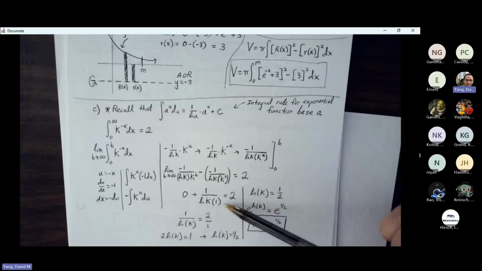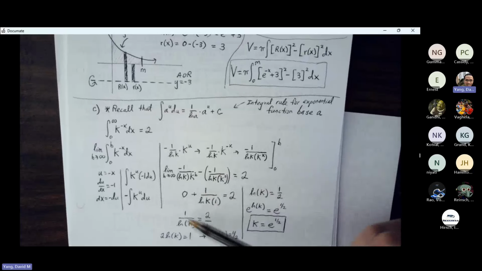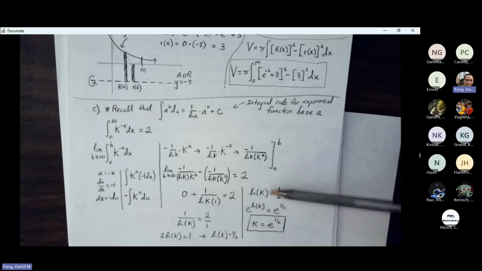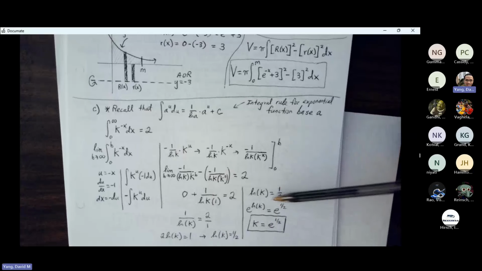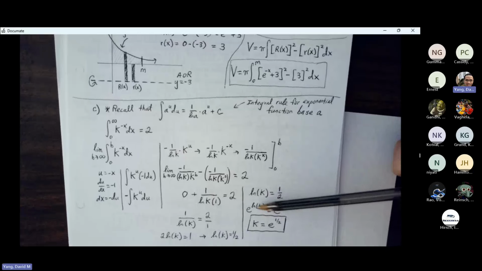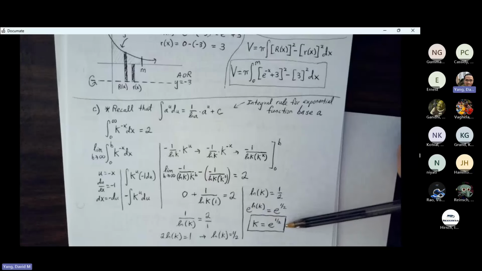So 1 over the natural log of k equals 2, which means if I cross multiply, the natural log of k equals 1/2. Raise both sides with e as the base, and I get k is equal to e to the 1/2.